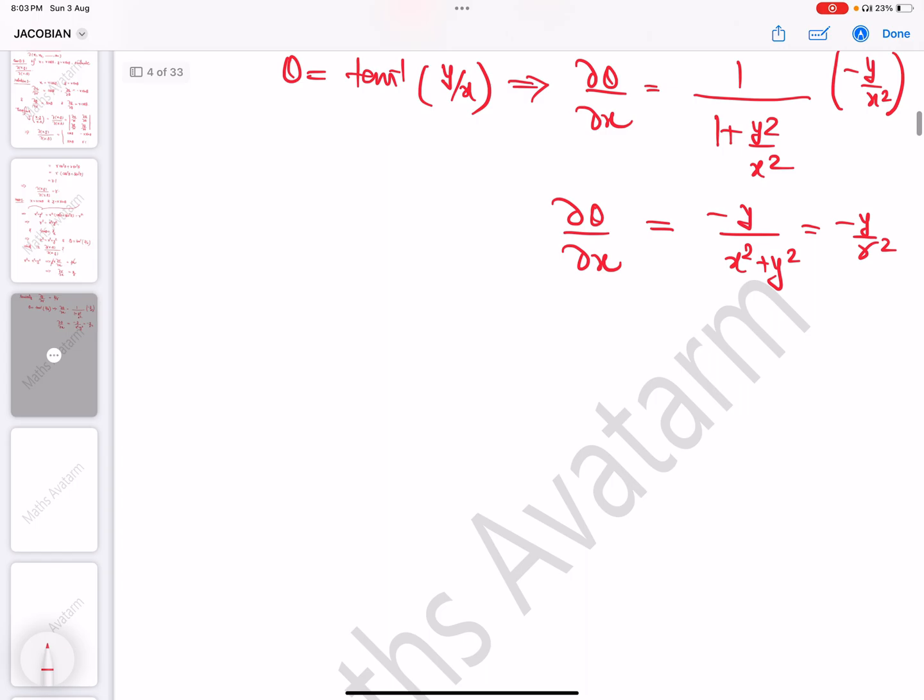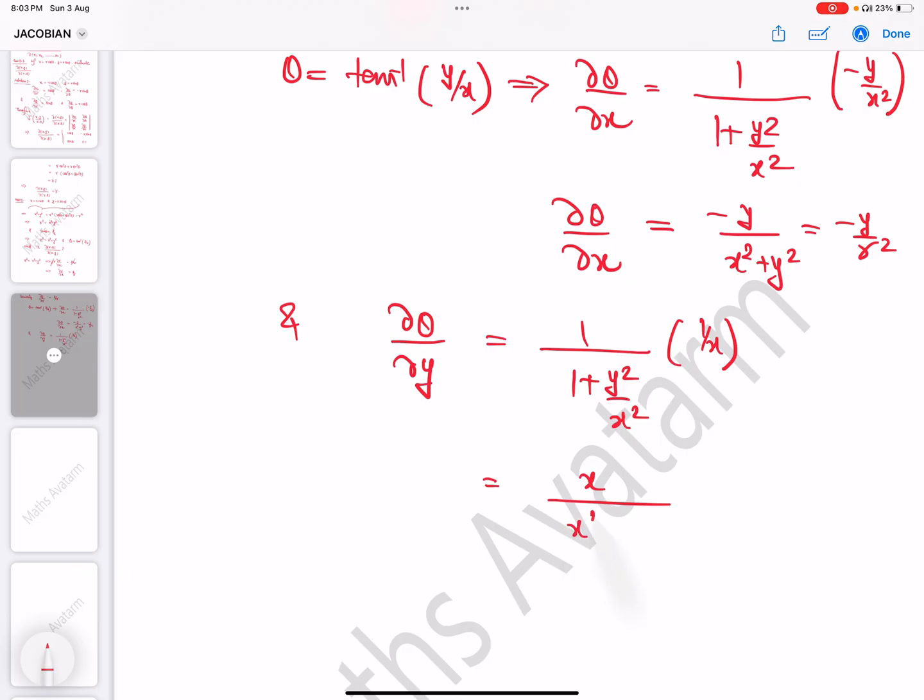Now what is del theta upon del y? This is nothing but 1 upon 1 plus y square upon x square, times the derivative with respect to y, which is 1 upon x. So this is x upon x square plus y square, that is x upon r square.